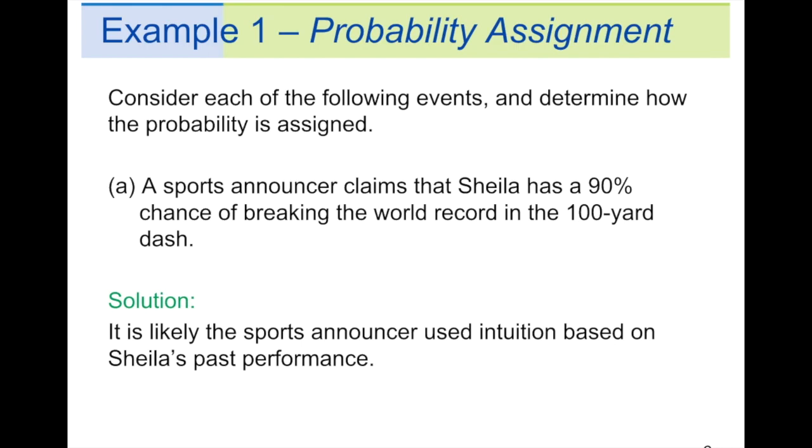A sports announcer claims that Sheila has a 90% chance of breaking the world record in the 100-yard dash. It is likely the sports announcer is using intuition based on Sheila's past performance. So just going with intuition, no hard facts or anything, just that's what the sports announcer thinks. There may be some facts that he's using, but it's pretty much in his head, and he could explain his reasoning, but it's not mathematically proven.